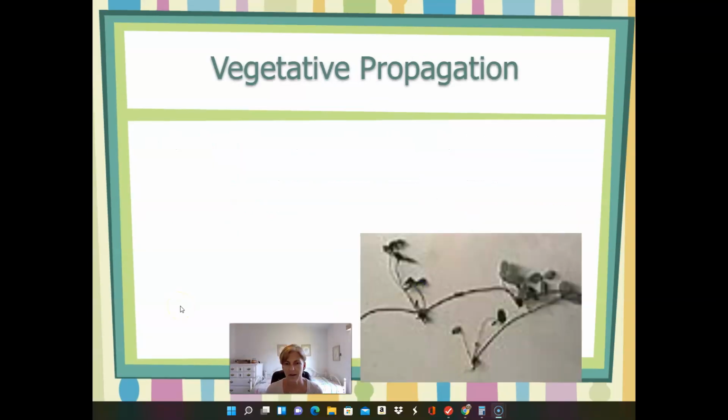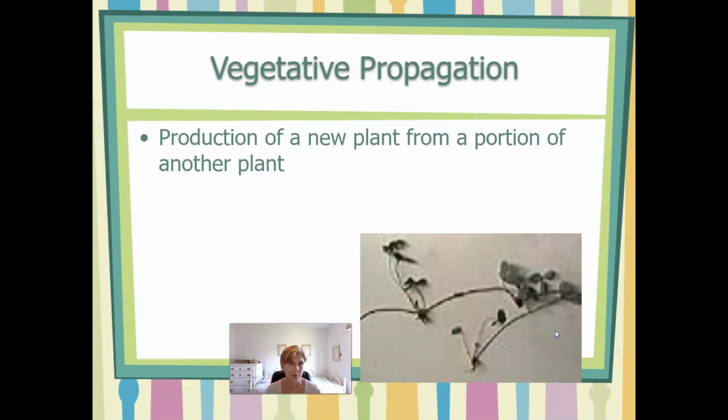Vegetative propagation is one of my favorites. This may not be the best picture of vegetative propagation, but hopefully you see the word vegetable in this. And to propagate means to spread. So this is literally plants spreading. It's the production of a new plant from a portion of another plant. These are strawberry plants. So this is very common. Strawberry plants send out runners, and then at different nodes, they'll start growing little roots, and then a new plant will grow from that point.